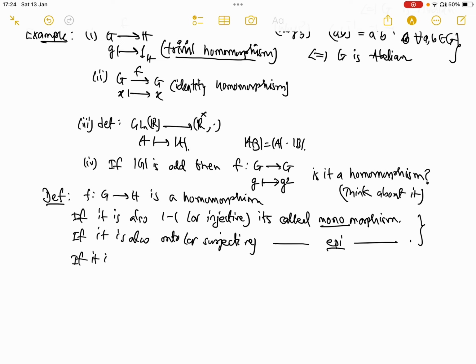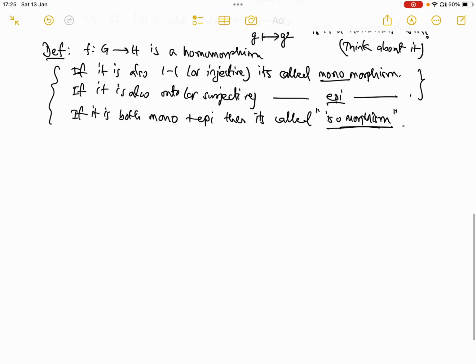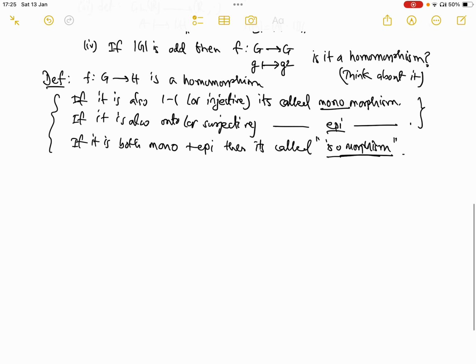And if it is both monomorphism and epimorphism, then it's called an isomorphism. So basically we have a homomorphism that is also a bijection. It's called an isomorphism. And this concept of isomorphism is very, very important in group theory. We'll see why and how later. So let's see some more examples.